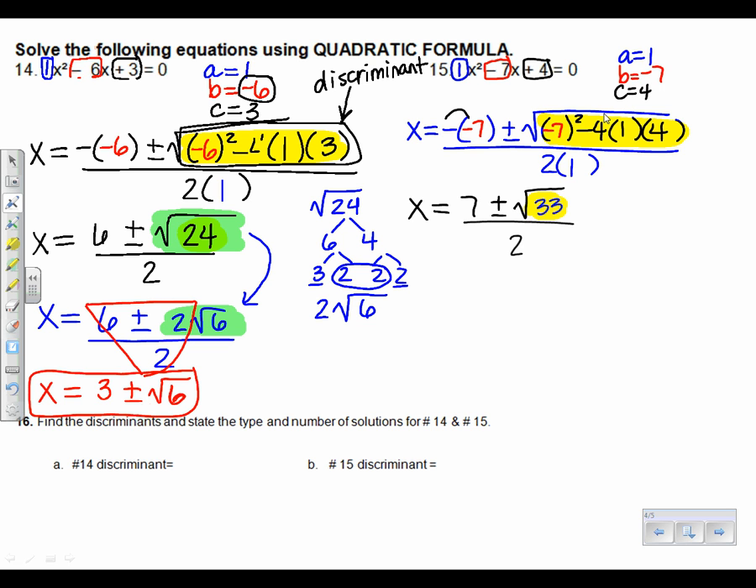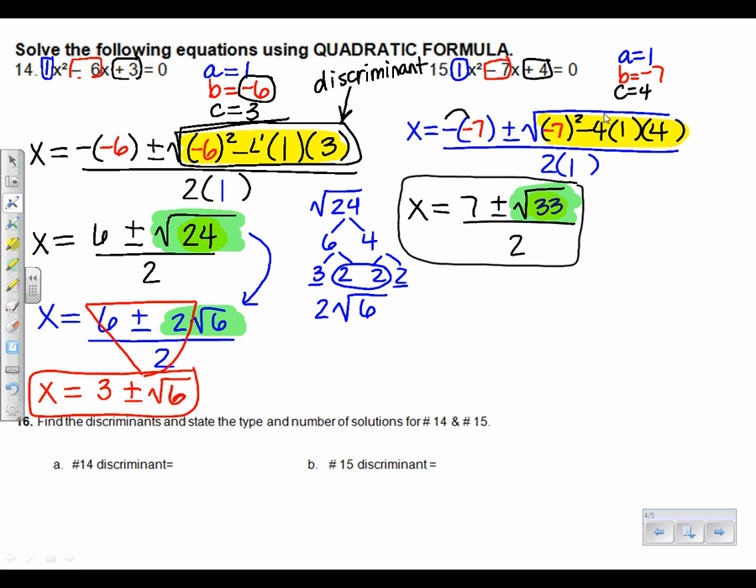All right, I need to see if I can simplify the square root of 33. So I go off to the side, and I think of the factors 11 times 3. Those are both prime numbers. I can't go any further. So I actually can't simplify this answer anymore. This is a perfect answer.